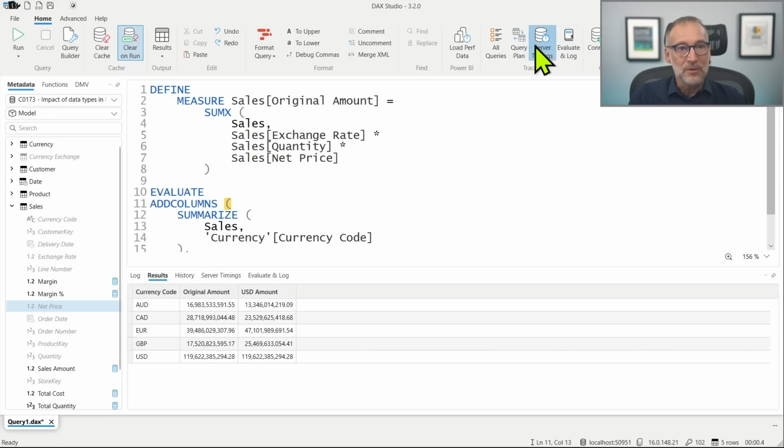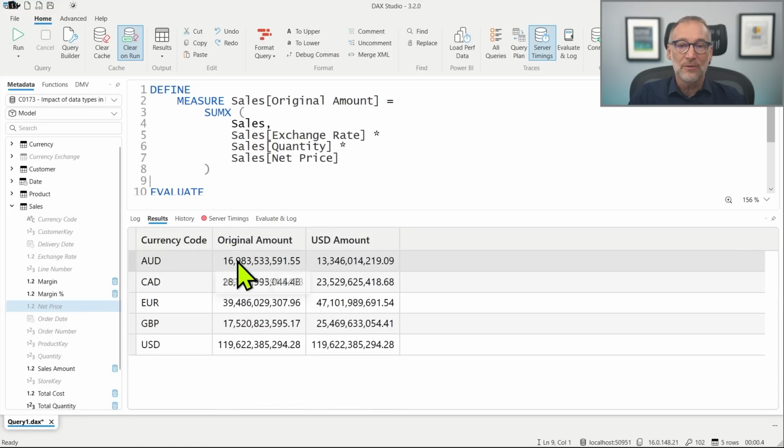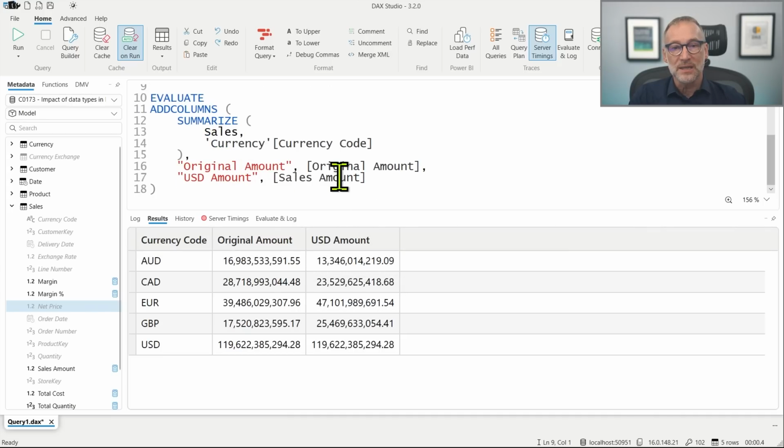Let me enable server timings. Then we run the code. It's going to be pretty fast. And we have the result that shows the original currency, the original amount, that is the amount expressed with the original currency, and the USD amount, which is nothing but the sales amount.